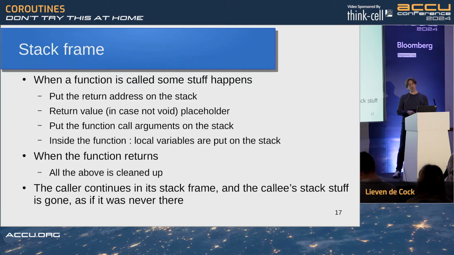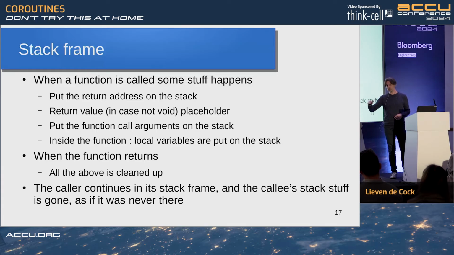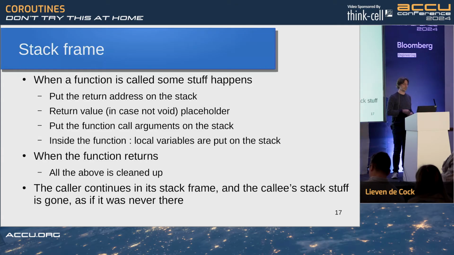Now, let's go back to a regular function. What is a stack frame? When you call a function, several things are happening. I'm not going to be exhaustive, but a few things which are of interest is the caller is putting the return address on the stack. So when the called function, the callee, returns, it knows where it needs to go to. Sometimes a placeholder is put on the stack for the return value, because if a function is going to return something, it needs to write that value somewhere so that it remains alive after the called function has returned.